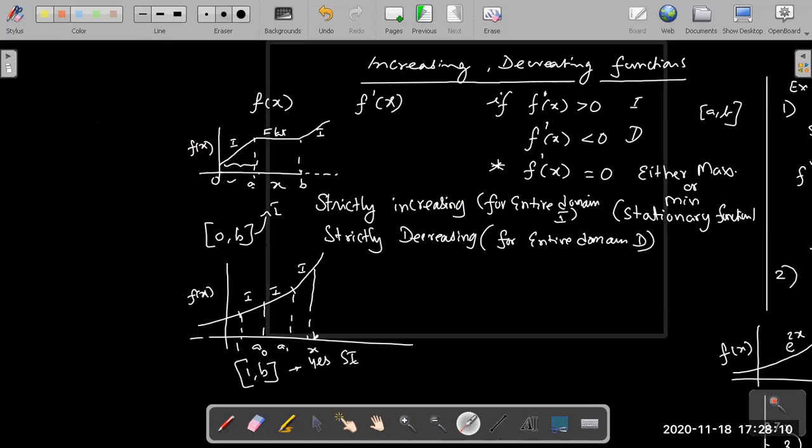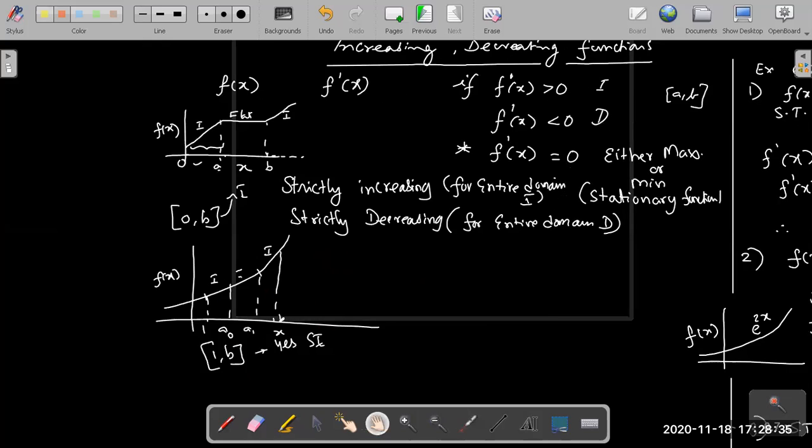Take this function. Everywhere it keeps on, the slope is high. It's positive. So between here to here, it's increasing. Between here to here, it's increasing. Between here to here, it's increasing. So it's considered from 1 to b. It is continuously increasing. Therefore, it is a strictly increasing function. A similar example for strictly decreasing.